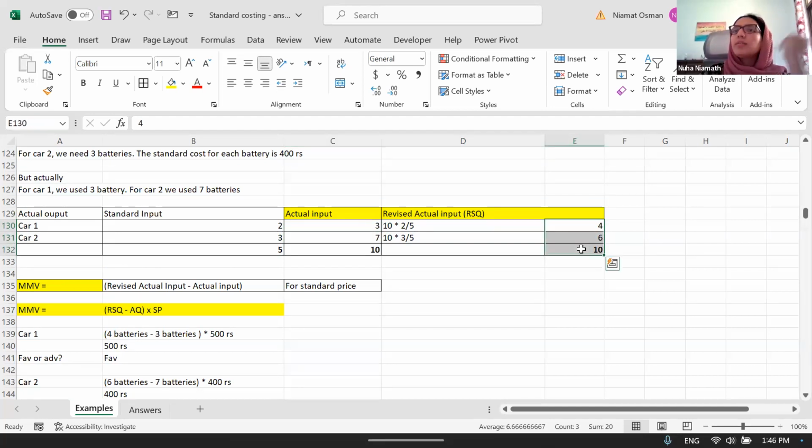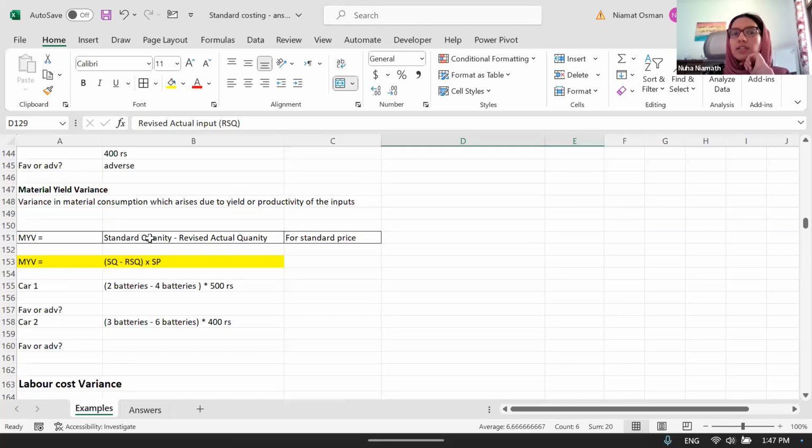Now let's compare it with the standard input. In material usage variance, we just took the total, right? We did not look into the mix. We just compared standard with the actual. Now we are comparing the standard with the revised actual. We are saying that let's say we have a situation where we have used it in this proportion. Then are we doing a good job or no? So let's see that.